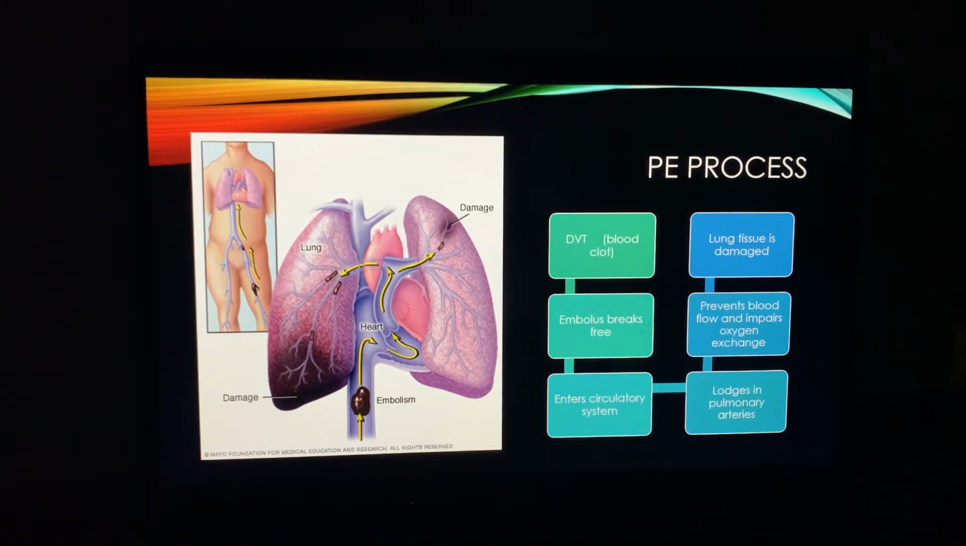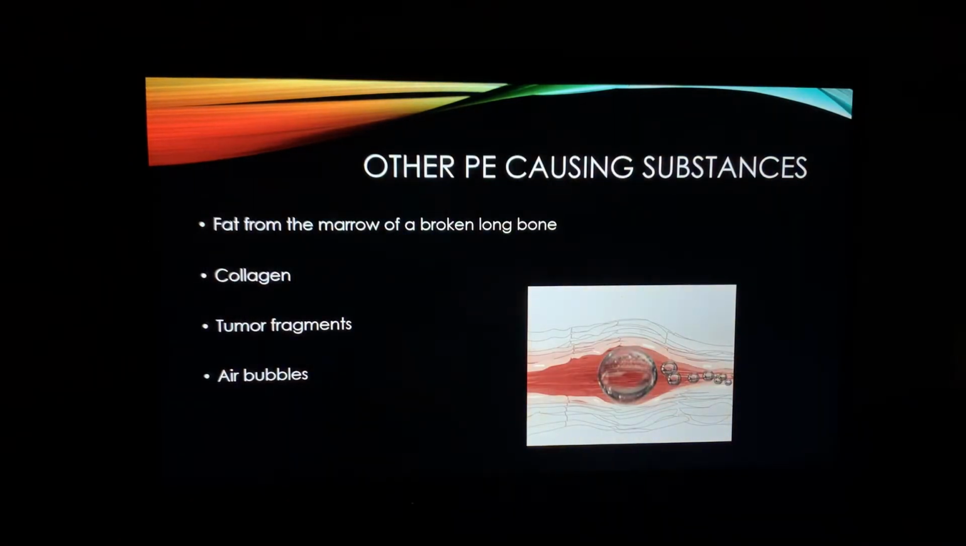The pulmonary embolism process is: the DVT or blood clot is formed, the embolus breaks free, it then enters the circulatory system and lodges in a pulmonary artery, which prevents blood flow and impairs oxygen exchange, and therefore lung tissue is damaged. Other PE causing substances are fat from the marrow of a broken long bone, collagen, tumor fragments, or air bubbles.